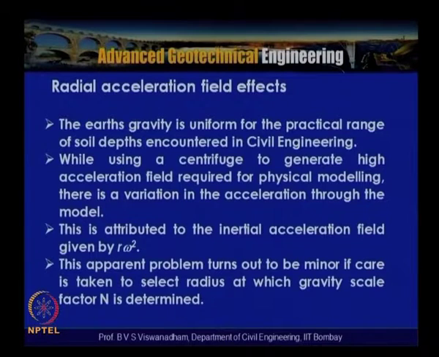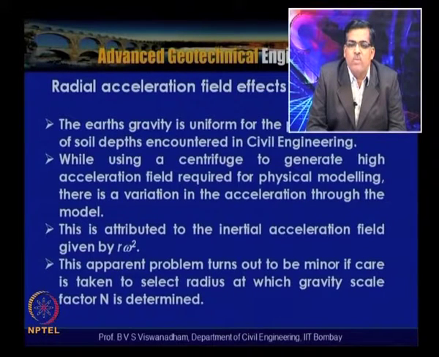While using a centrifuge to generate the high acceleration field required for physical modeling, there is a variation of acceleration through the model. That is what we have been discussing. Because we want identical stresses as in the prototype, there is a variation of acceleration through the model. We said this is attributed to the inertial acceleration field given by r omega square, where r is the radius from the center to a certain point within the model.